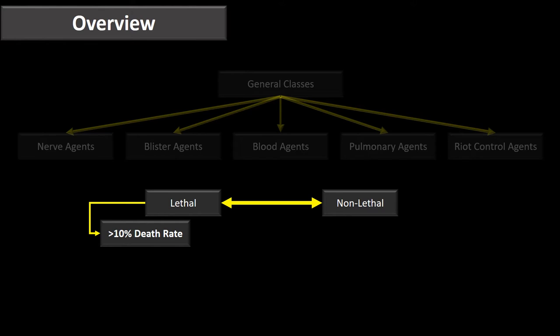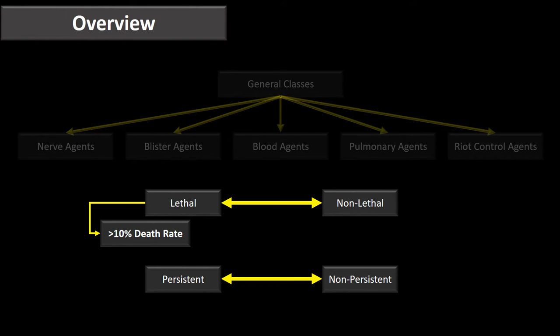We can also classify our chemical weapons on the grounds of whether or not they are persistent or non-persistent. When we say something's persistent, it sticks around in the environment, it lingers for a long time, and when we say it's non-persistent, it dissipates quickly, it goes away very quickly.